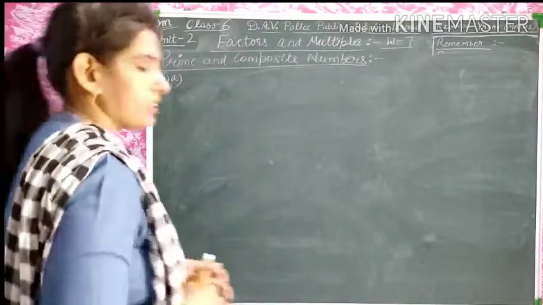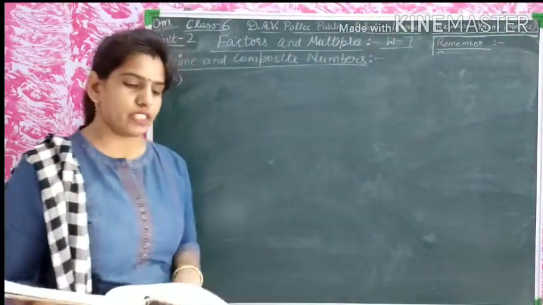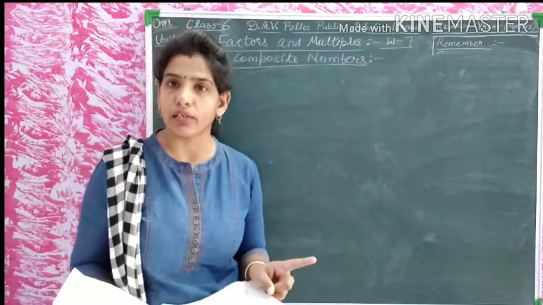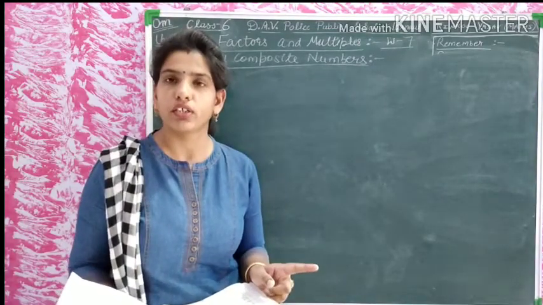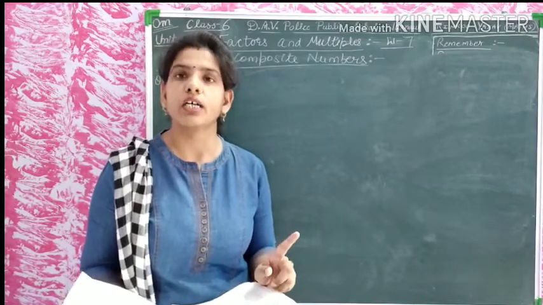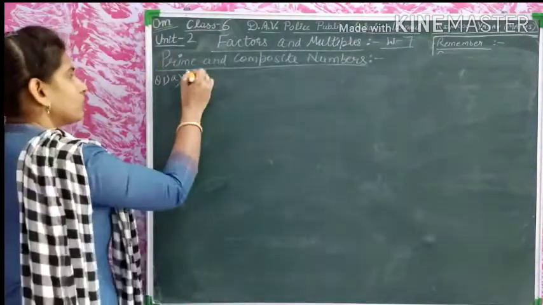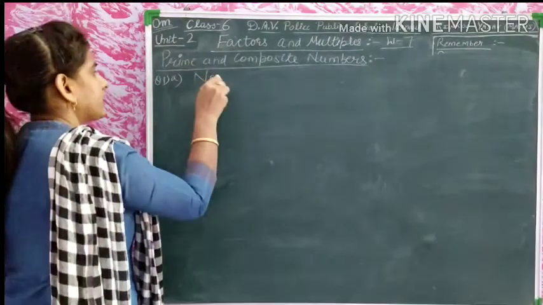Question number first, part A. Here it is written: is 1 a prime number? Is 1 a prime number or not? No, because it has only one factor. But for a prime number, it has to have exactly two factors. So, its answer is no.